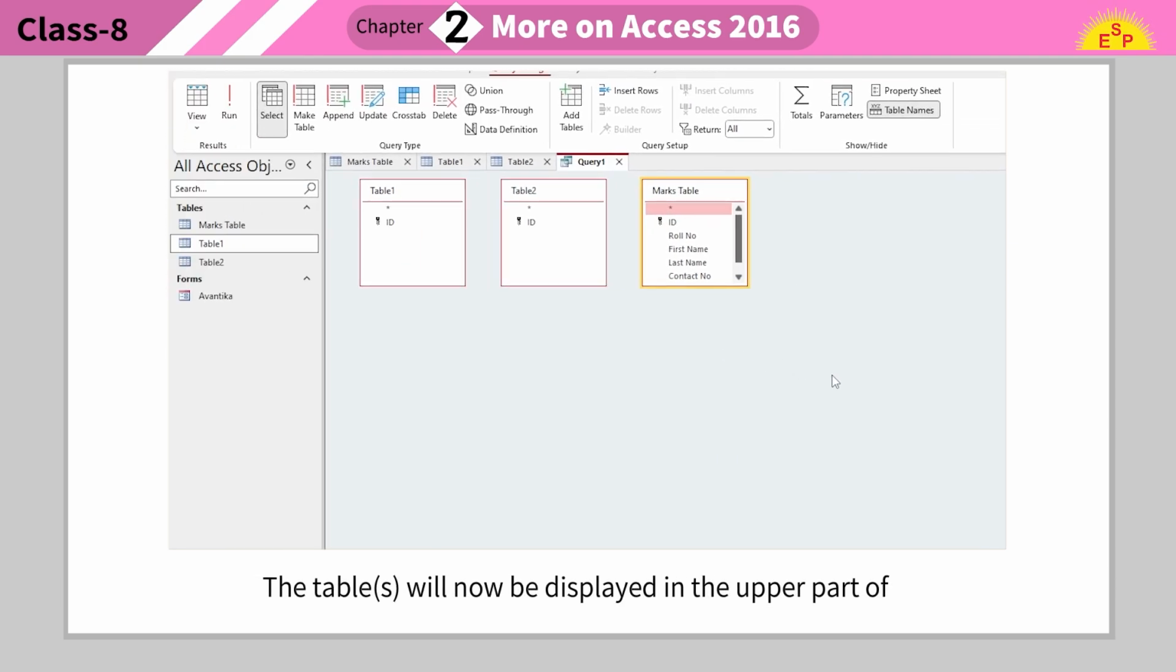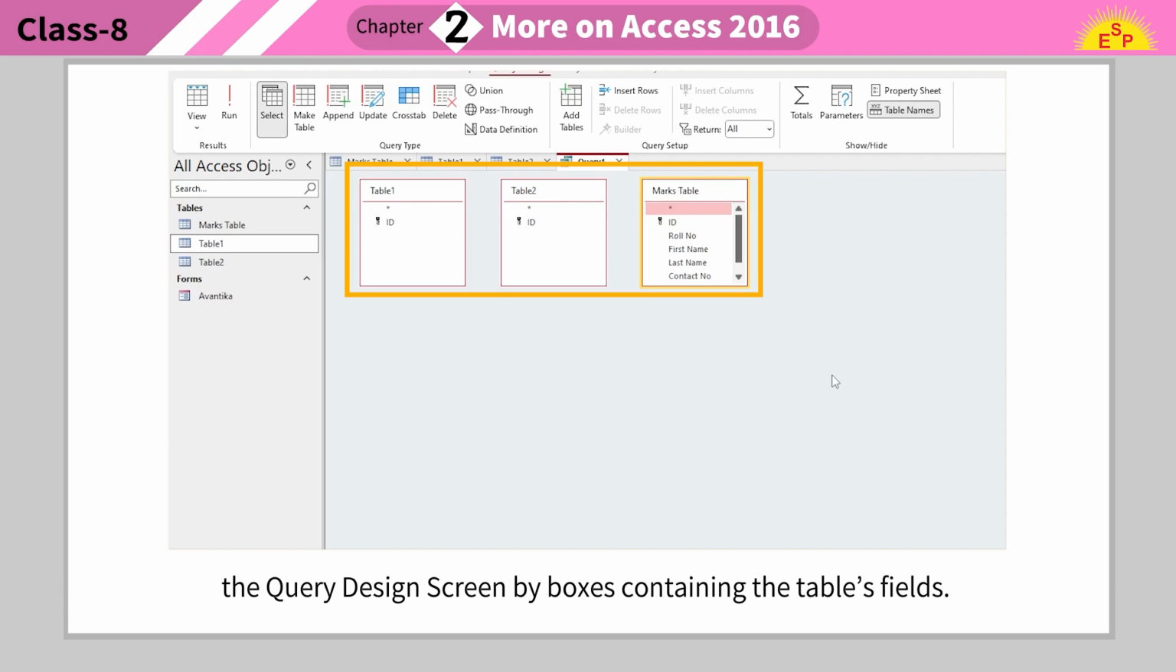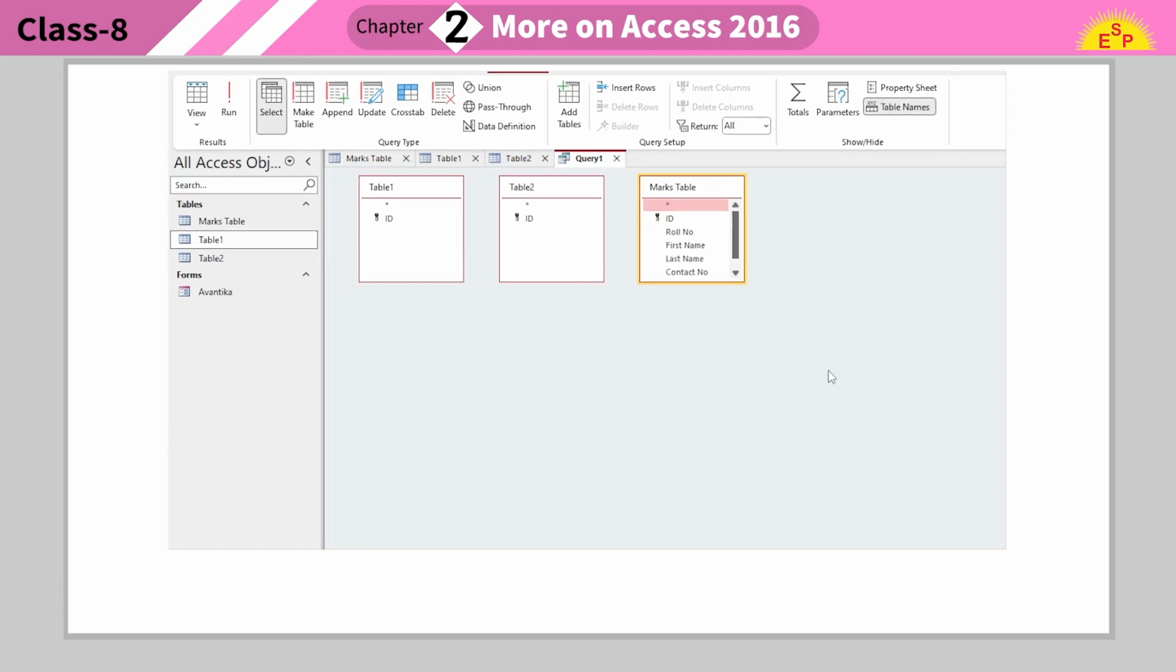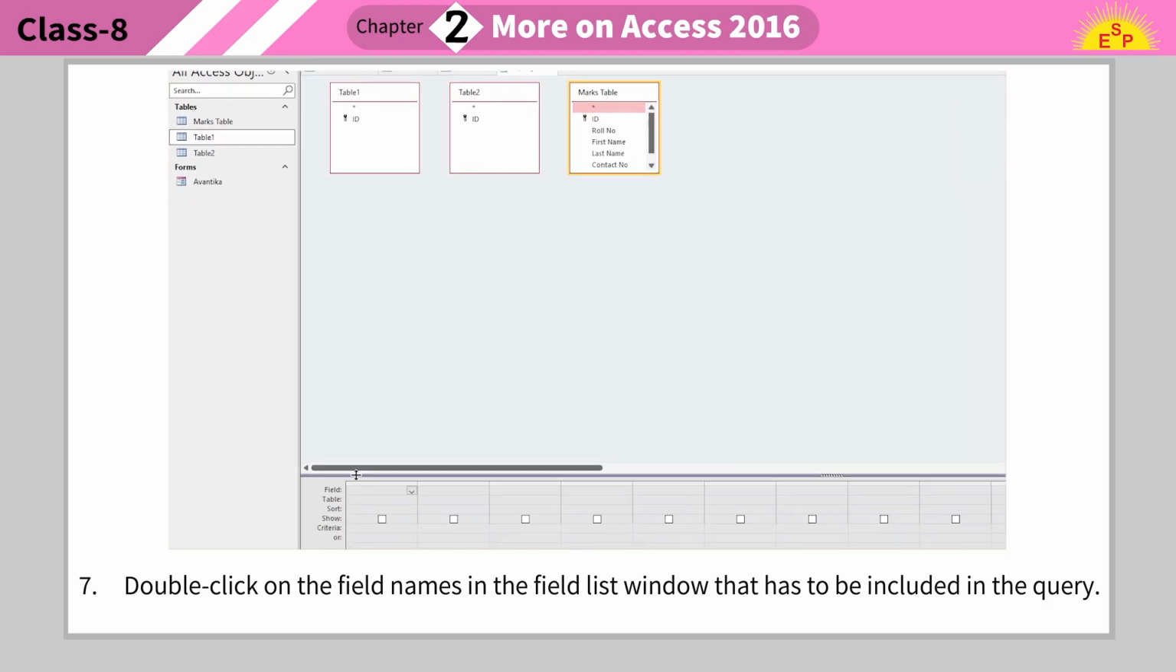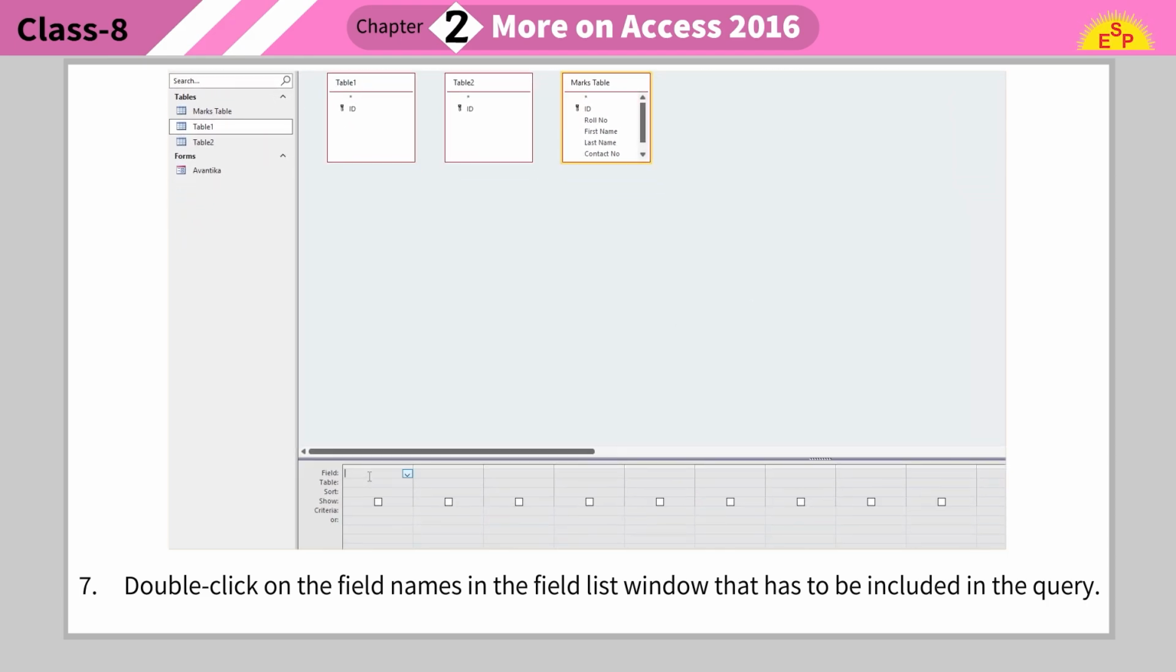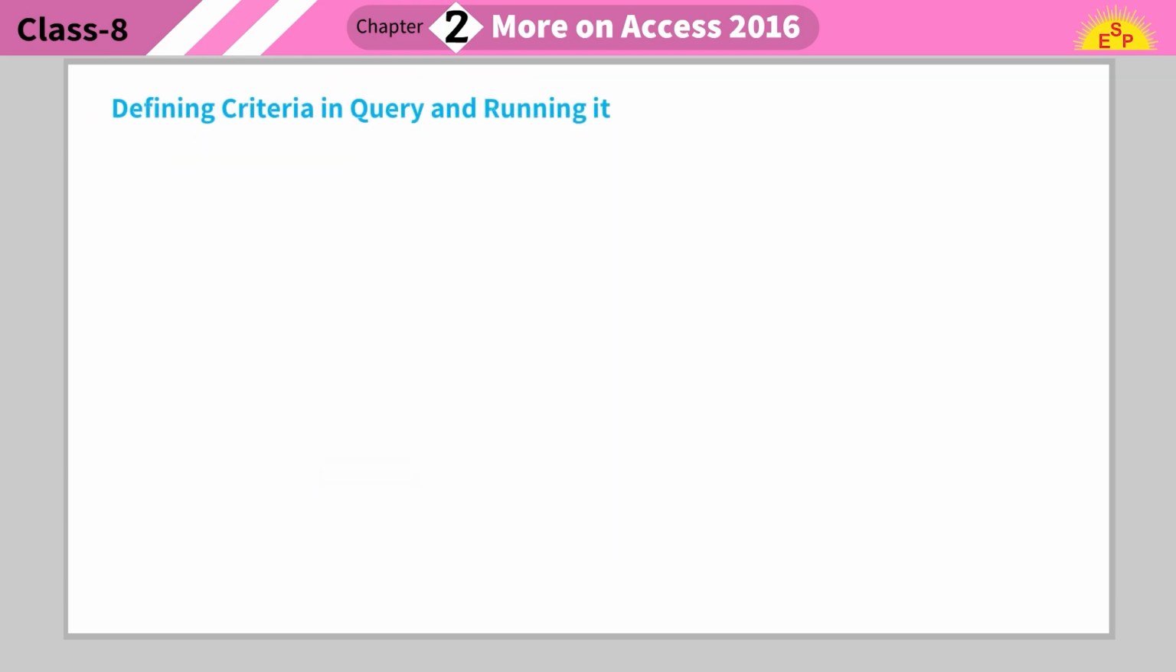The tables will now be displayed in the upper part of the query design screen by boxes containing the table's fields. Step 7. Double-click on the field names in the field list window that have to be included in the query. Defining criteria in query and running it.